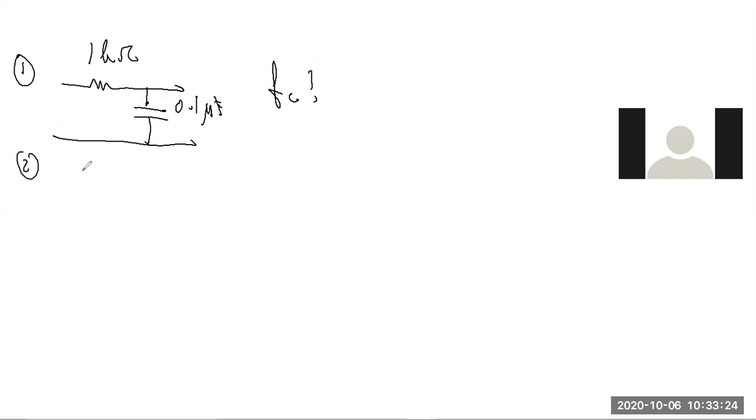Then the same circuit. Who would like to volunteer? Elnora. Okay. What is the V out when the frequency is 2 kilohertz? Okay, Elnora. I will pause the recording.